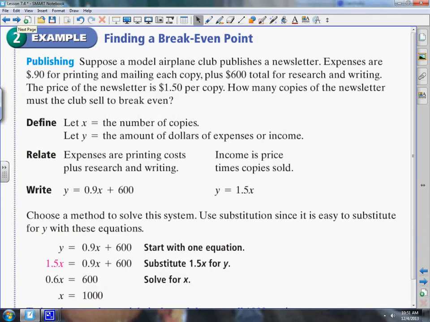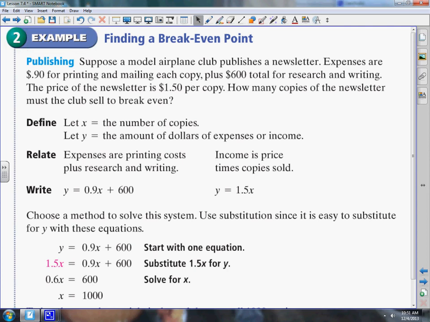So here's another problem. Suppose a model airplane club publishes a newsletter. Expenses are 90 cents for printing and mailing each copy, plus $600 total for the research and the writing. The price of the newsletter is $1.50 per copy. How many copies of the newsletter must the club sell to break even?